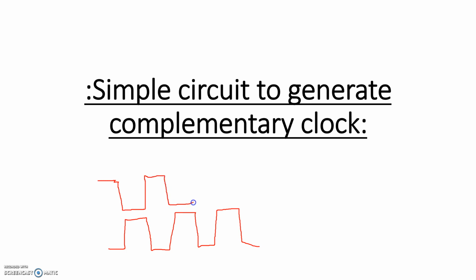Okay, so this is one complementary clock, but you have to make this complementary clock exactly. When the input goes from 0 volt to VDD, the output should go from VDD to 0. When the input goes from VDD to 0, the output should go from 0 to VDD. Like that, you have to generate an exact replicate complementary clock. Okay, how can you model this circuit?